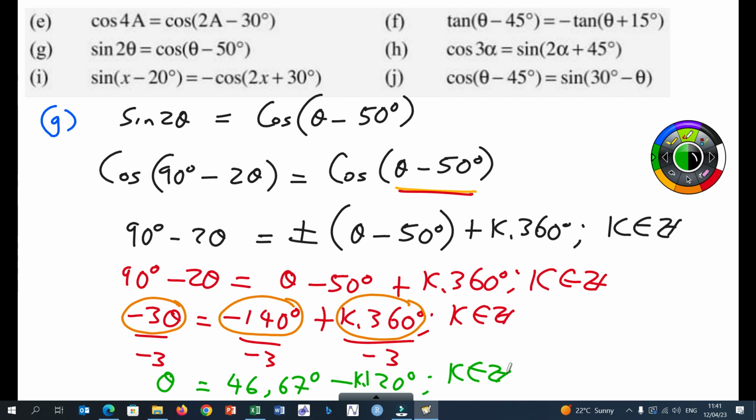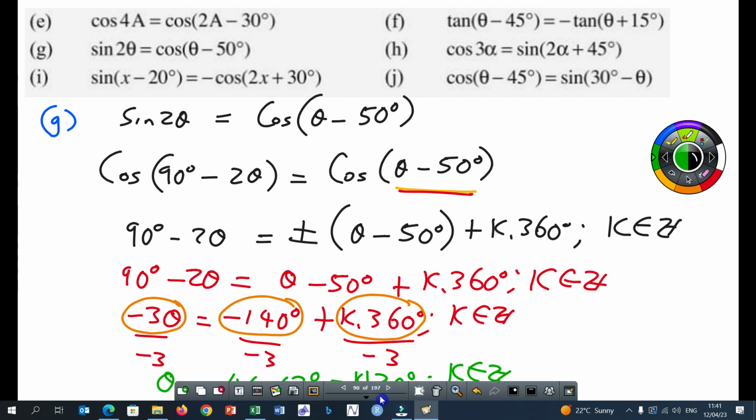Okay, right? Don't complicate things. The general solution is very, very easy, but you can complicate it yourself. I've tried to make it as easy as possible. Now that I've dealt with the positive of this angle, I have to deal with the negative now.